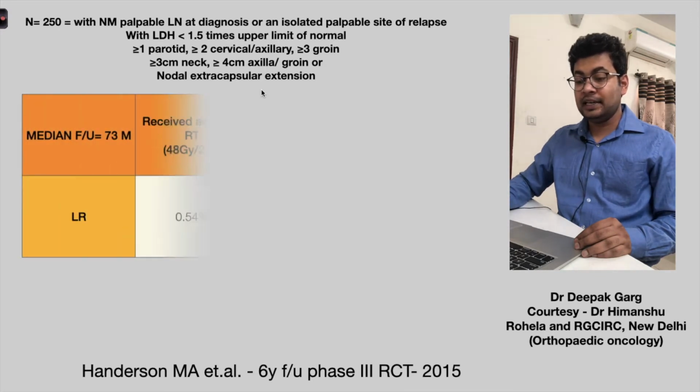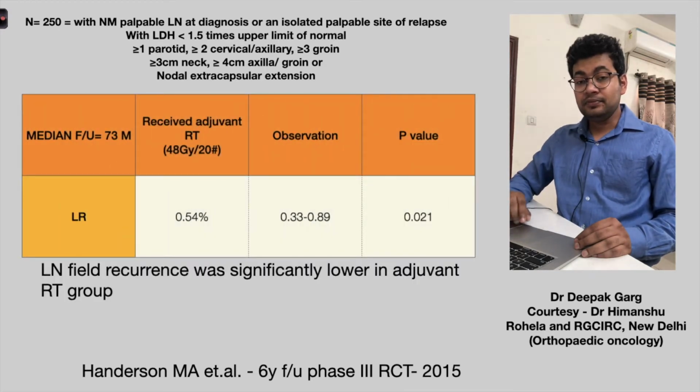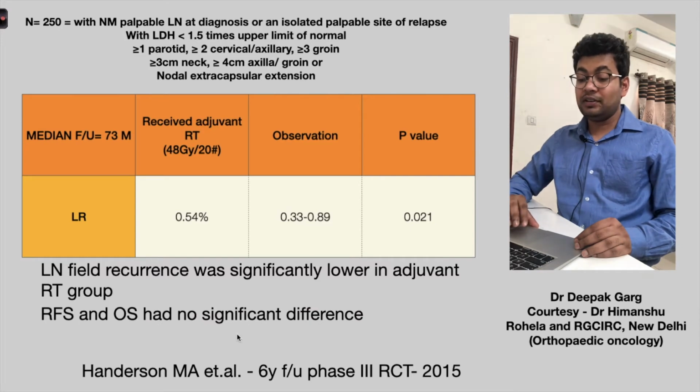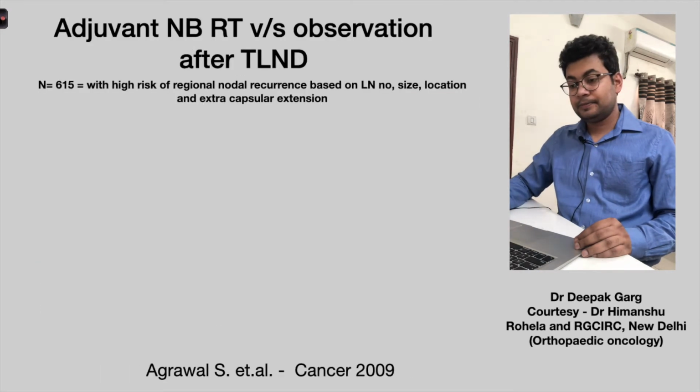They included these patients in the study and found that local lymph node field recurrence was significantly lower in the adjuvant RT group. So these become the criteria for high risk of local nodal basin recurrence. If we give RT to the nodal basin in these patients, then local recurrence at the nodal basin was significantly reduced according to this study. But there was no significant difference in RFS and overall survival.